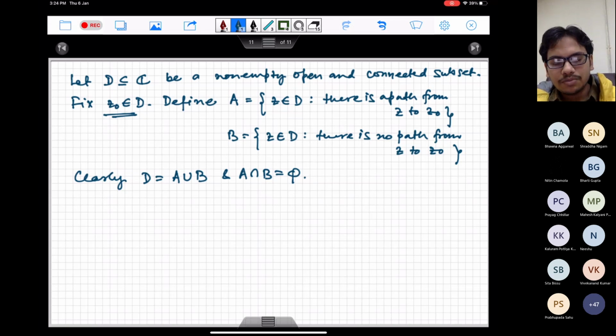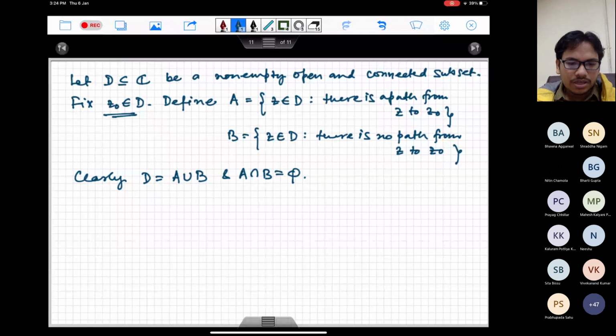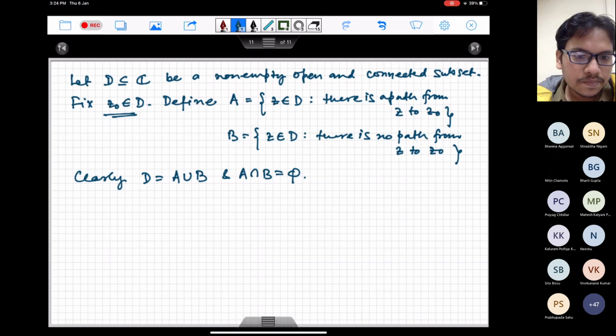Then when we pick up 2 points, those 2 points can be separately joined to the Z naught. Absolutely. Then I can say that okay, I can join these two paths together, and I will get a path from A to B. Absolutely, that is what I wanted to hear. So if I can show that D is equal to A or B is equal to empty, we are through, right? Fine, agreed. Yes, sir.